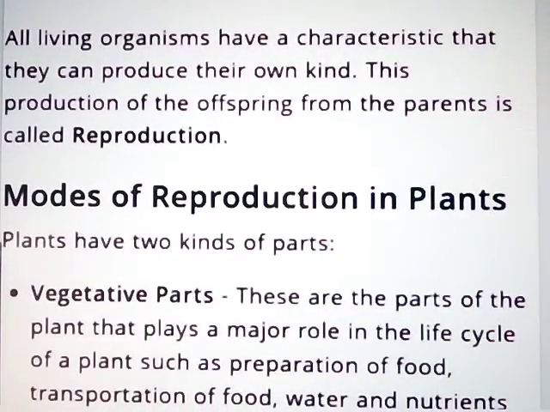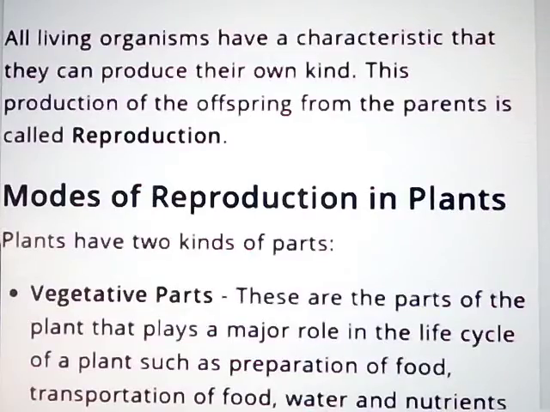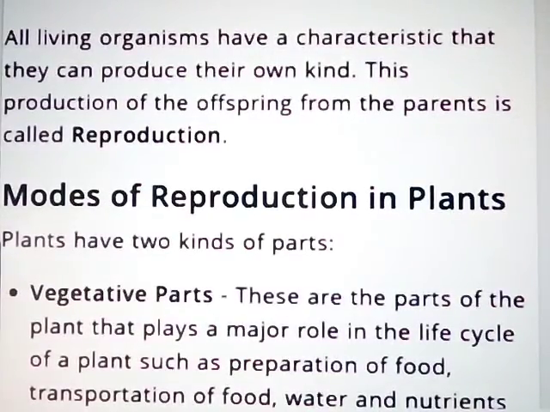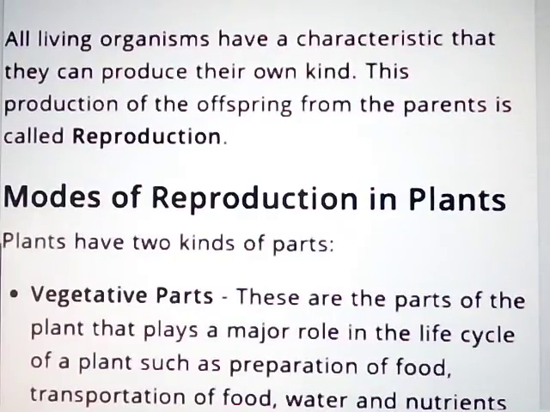All living organisms have a characteristic that they can produce their own kind. This production of the offspring from the parents is called reproduction. Modes of reproduction in plants.